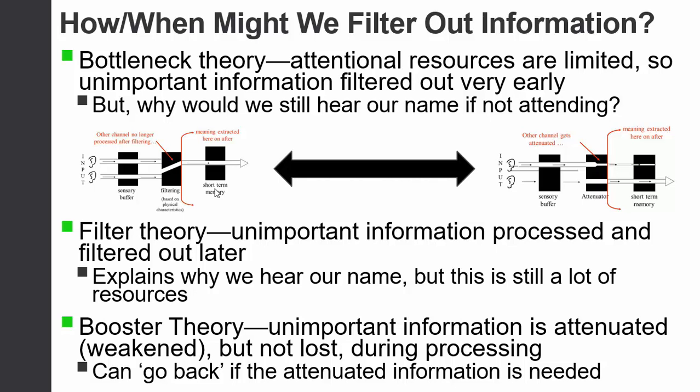Now, because of this attenuation and low volume, one of the things that helps booster theory over filter theory is the fact that it doesn't require as many resources, right? Having this attenuated signal helps reduce the amount of resources it takes to do this process. So those are the three major types of filtering theories that people have.